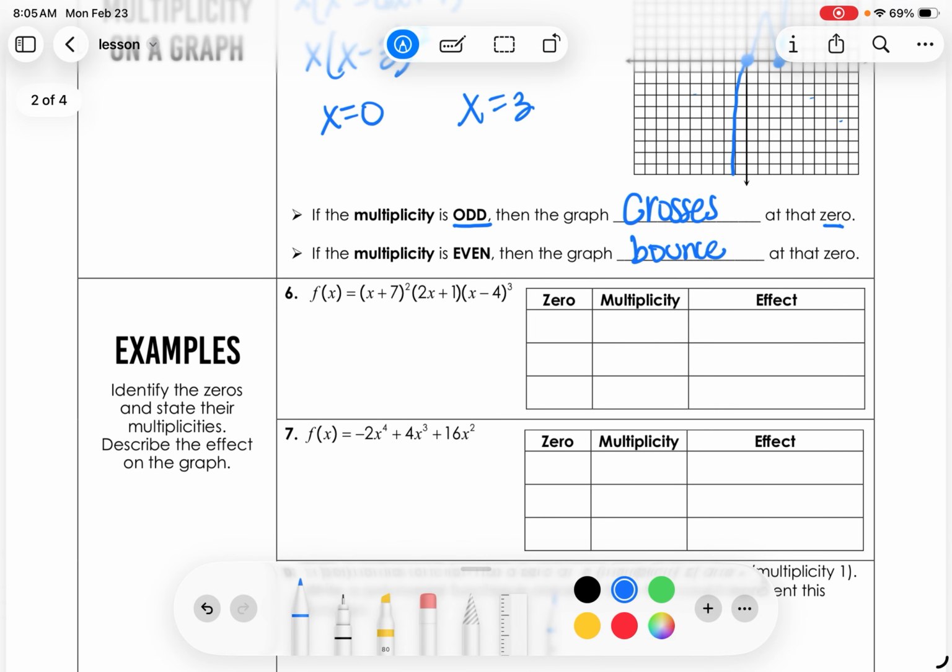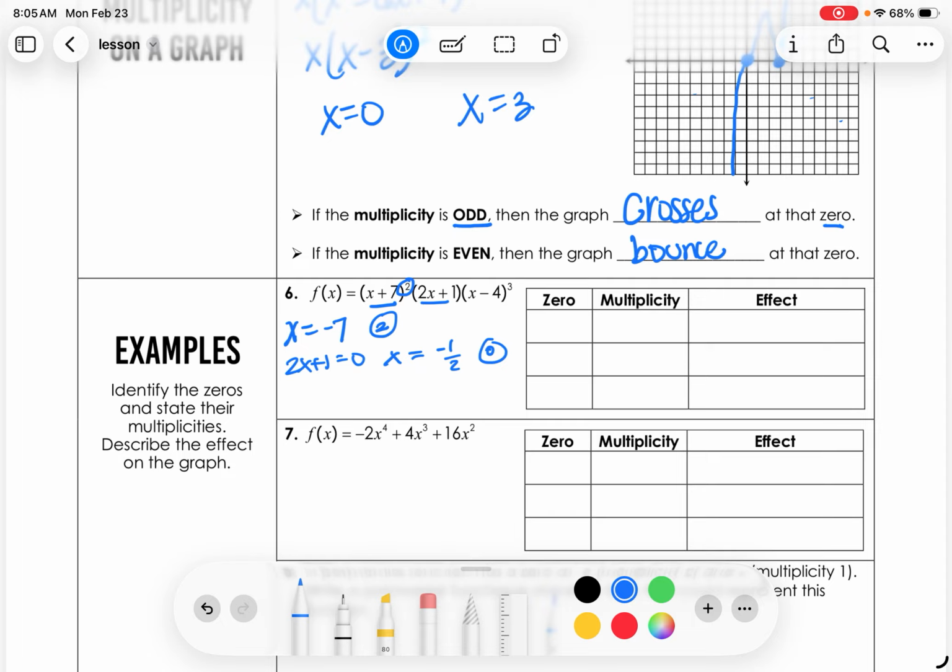Okay? So what I want us to do is just try to kind of nail this in our head. So let's look at these examples. Here we're going to have a 0 of x equals negative 7, and that one is going to have a multiplicity of 2. This 0, 2x plus 1 equals 0, so that's going to be x equals, we bring the 1 over, we divide by 2, negative 1/2.